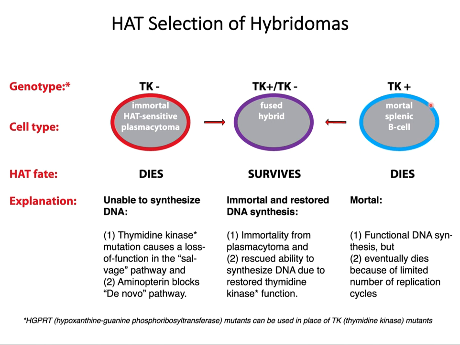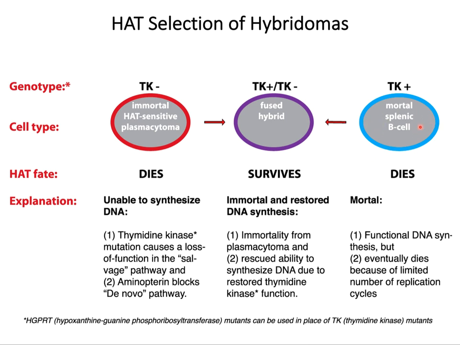So the mortal splenic B cells are positive for thymidine kinase, they are TK plus, and are fused with either TK negative or HGPRT negative myeloma cells, which are referred to as plasmacytoma cells in the middle panel of the figure. The fused cells are incubated in the HAT medium. The aminopterin in the medium blocks the de novo pathway of nucleotide synthesis.